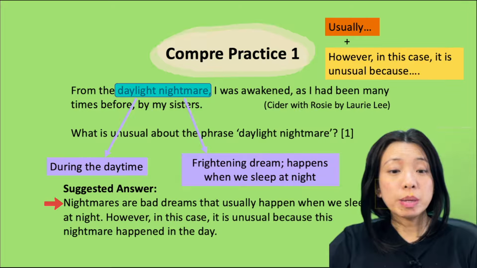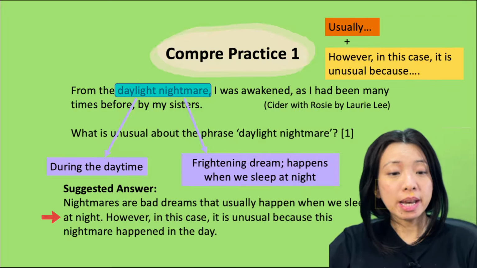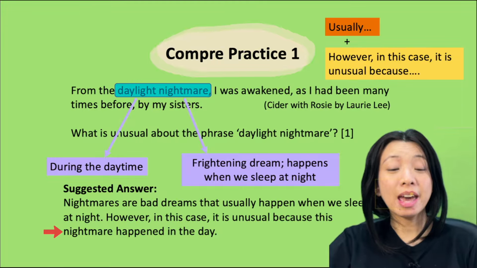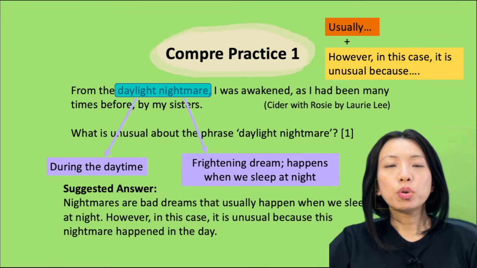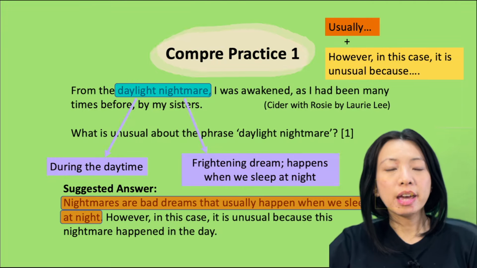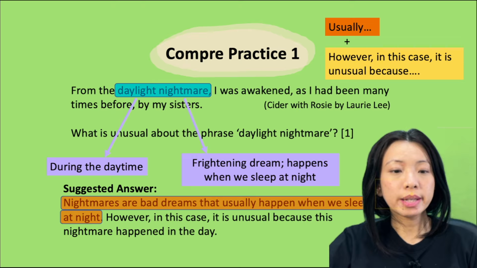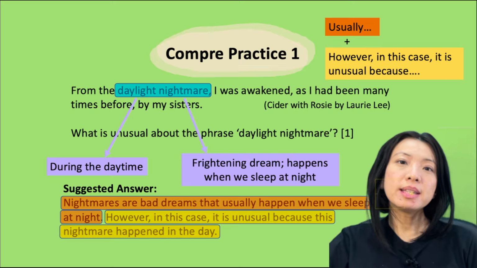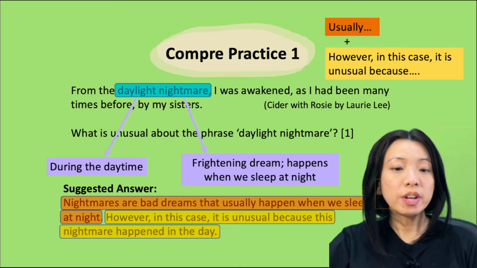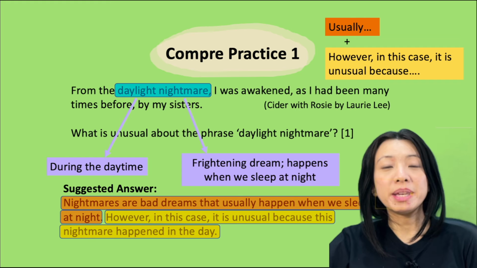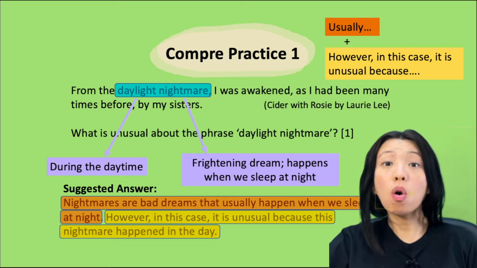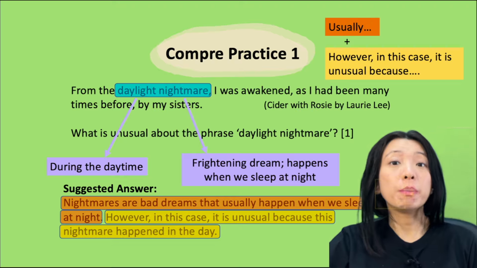Nightmares are bad dreams that usually happen when we sleep at night. However, in this case, it is unusual because this nightmare happened in the day. So notice how in the very first sentence, I have talked about what is usual, which is nightmares usually happen when we sleep at night. And in my second sentence, I follow the structure, however, in this case, it is unusual because. And then after that, I explain why it is unusual or what is different from the norm.